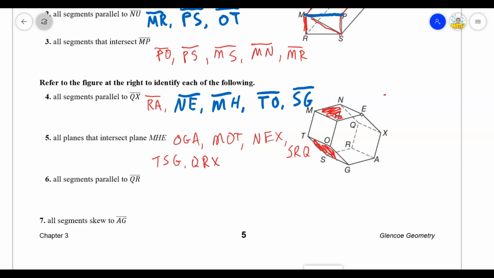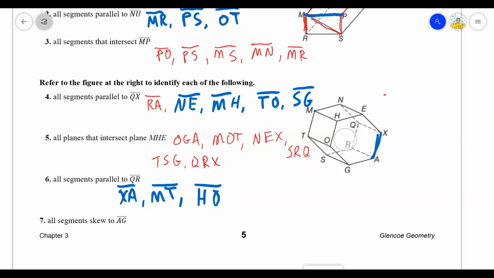All segments parallel to QR. So let's identify where QR is and see if we can find all the segments parallel to it. QR is here. So can we see that XA would be parallel to it? Okay. Also parallel to QR would be MT. These are a little tough to see. And then HO. So I only see those 3.